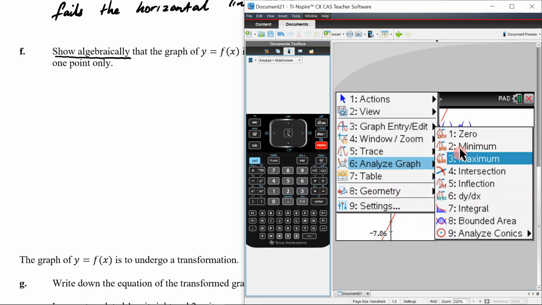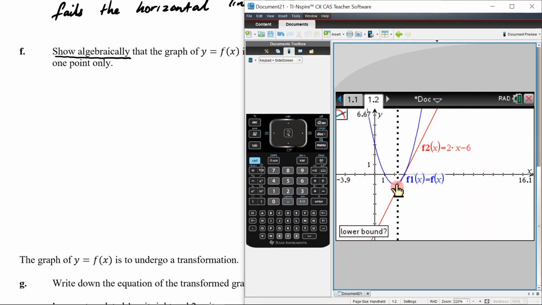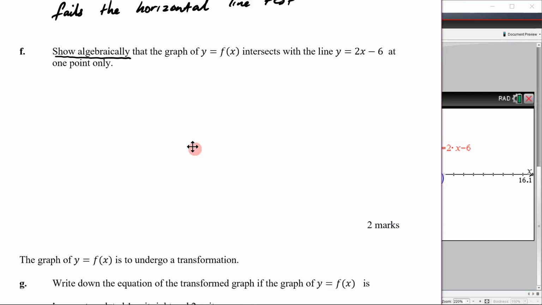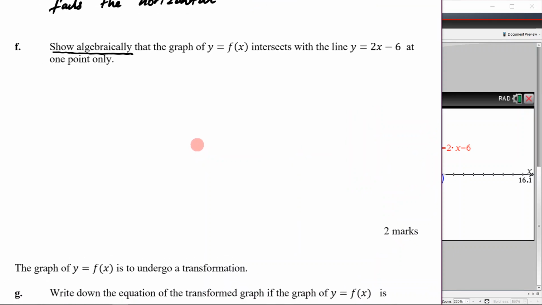Menu, analyze graph, intersection. From here to here, as you can see, (3, 0) is the only place it intersects. And this is all well and good. We can use this to make sure that we've done it correctly, but we have to show this algebraically. So how would you show this algebraically?